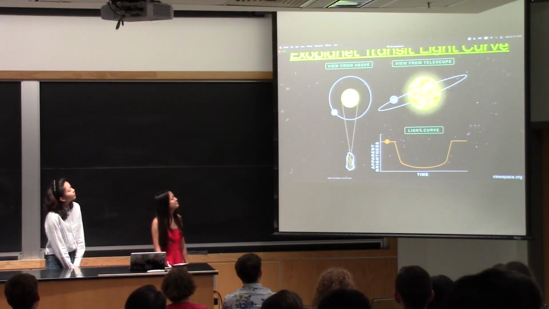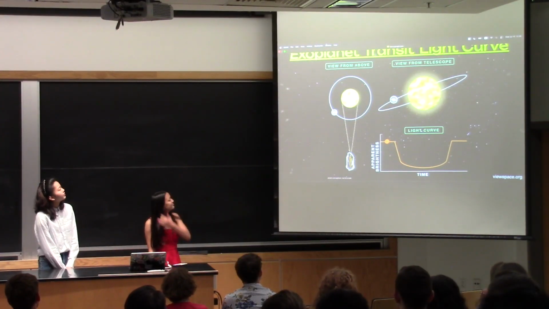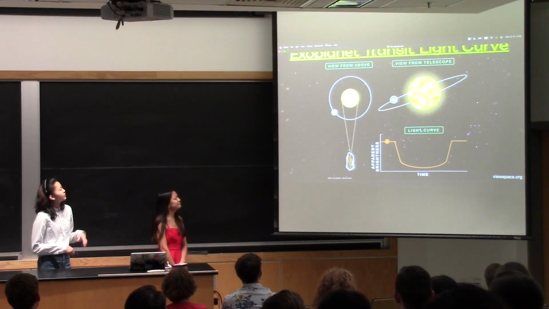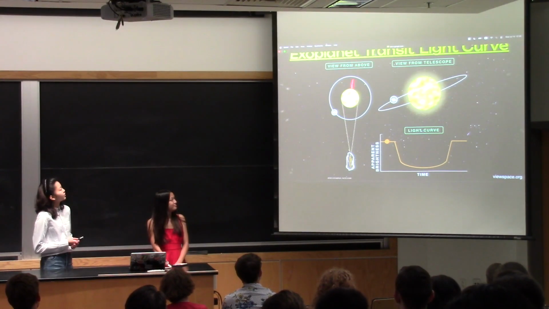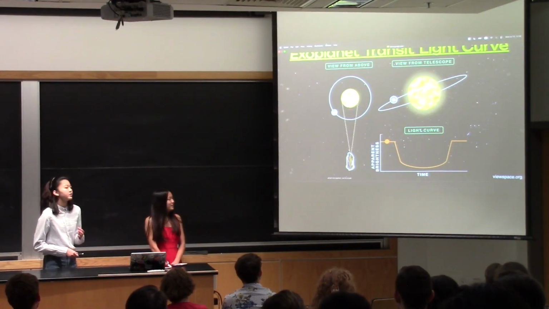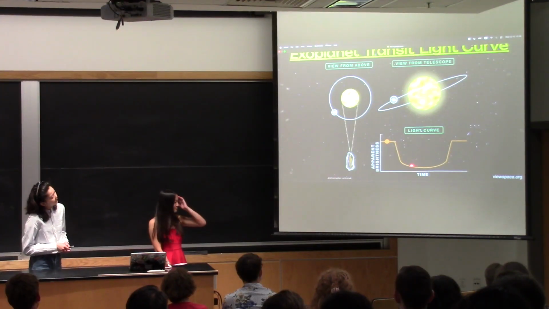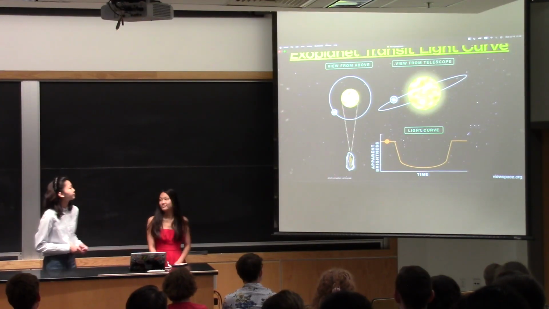Here is a picture of an exoplanet transit light curve. As you can see, the exoplanet moves around the star. When the exoplanet enters the region in front of the star, which is over here, it will block some part of the star, causing the brightness to decrease, which leads to a dip in the light curve.